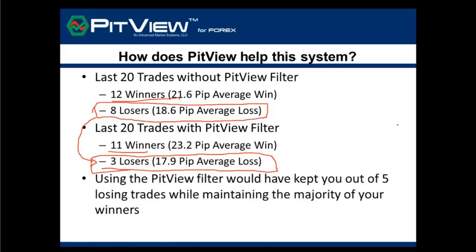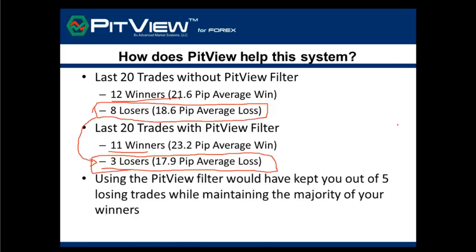So it would have kept you out of five of the losing trades while maintaining the majority of your winners. One of your winning trades would not have been confirmed by the PitView indicator, but 5 of your losers would not have been. That's where you see where the probabilities lie in PitView. Five of the losing trades would not have been whipsawed in and out if you would have just confirmed it using PitView during those 20 trades, the exact same way I did it on the chart. It's amazing how powerful a tool can be when it only takes 1 second to confirm it.